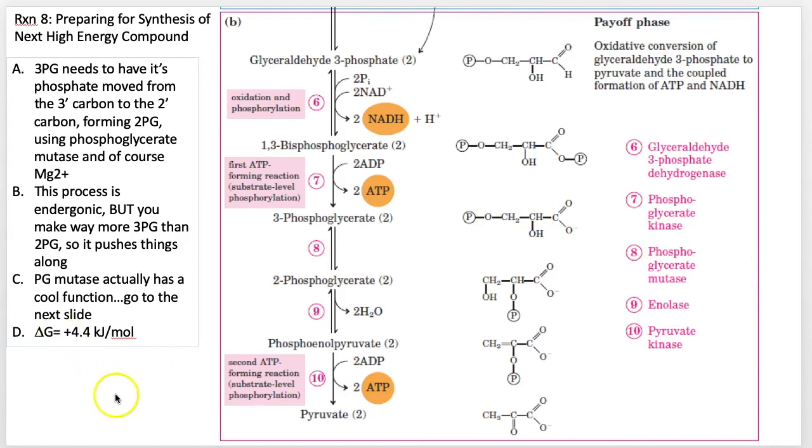What we're going to do is move this phosphate to this carbon. I'm sorry, this carbon. So we're going to take this phosphate, stick it on here, and then we're left with this hydroxyl group. It looks like it moves over here, and this phosphate looks like it moves over here. Well, what's actually happening? Let's talk about that.